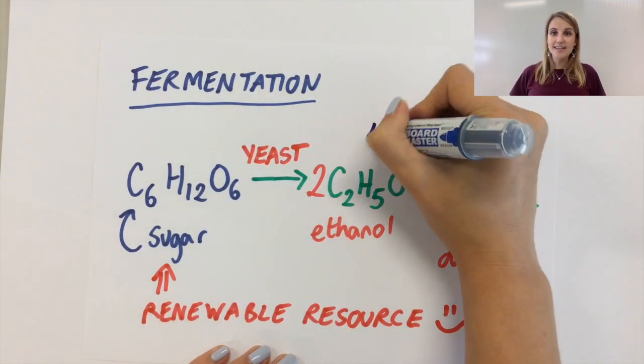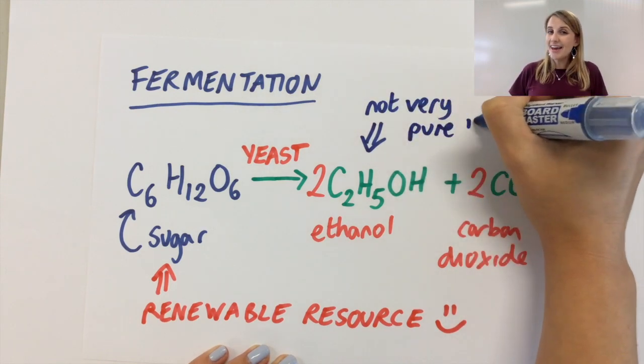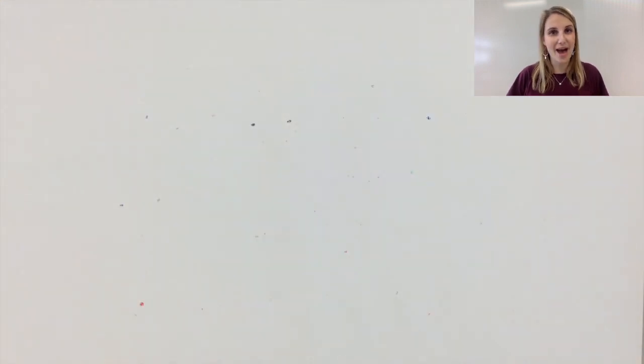The downside is that the ethanol that we make out of it isn't very pure, and it also takes quite a while to make a batch of ethanol in this way.